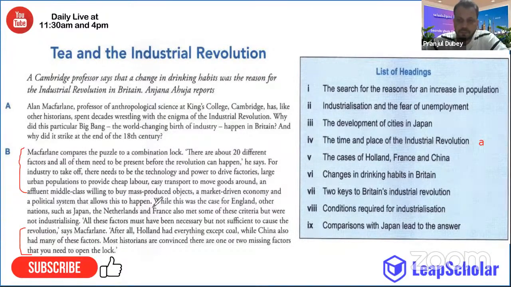Right? So here we finish our 3 statements. McFarlane compares the puzzle. So over here, what is going on? What is the basic idea these 3 lines are giving you? Is it related to England, Japan, and Netherlands? No, these are just trying to put an example over there, isn't it? So what exactly is happening in the first paragraph, the first 3 lines of it? Come on. What exactly is the gist?